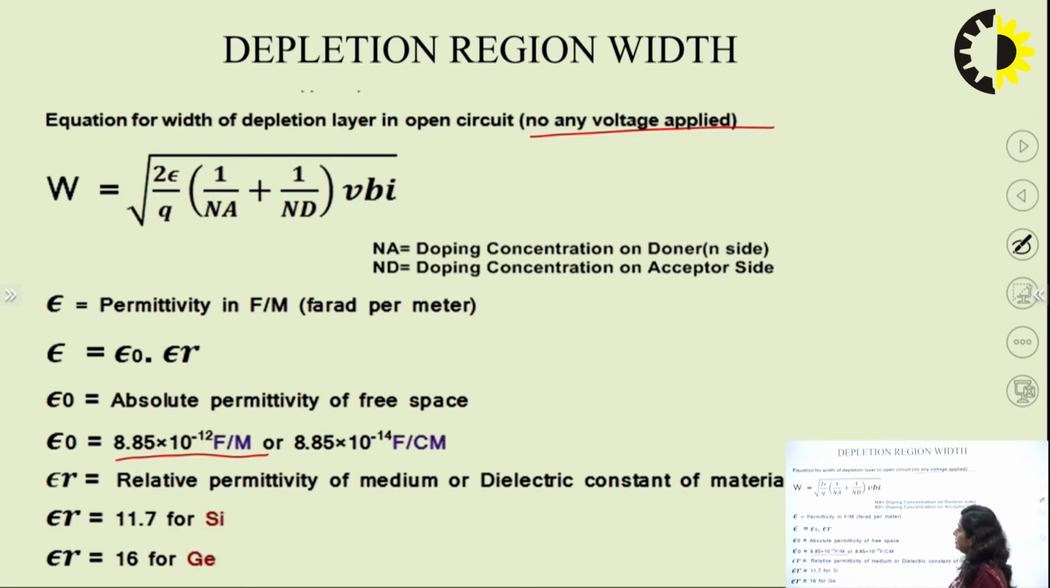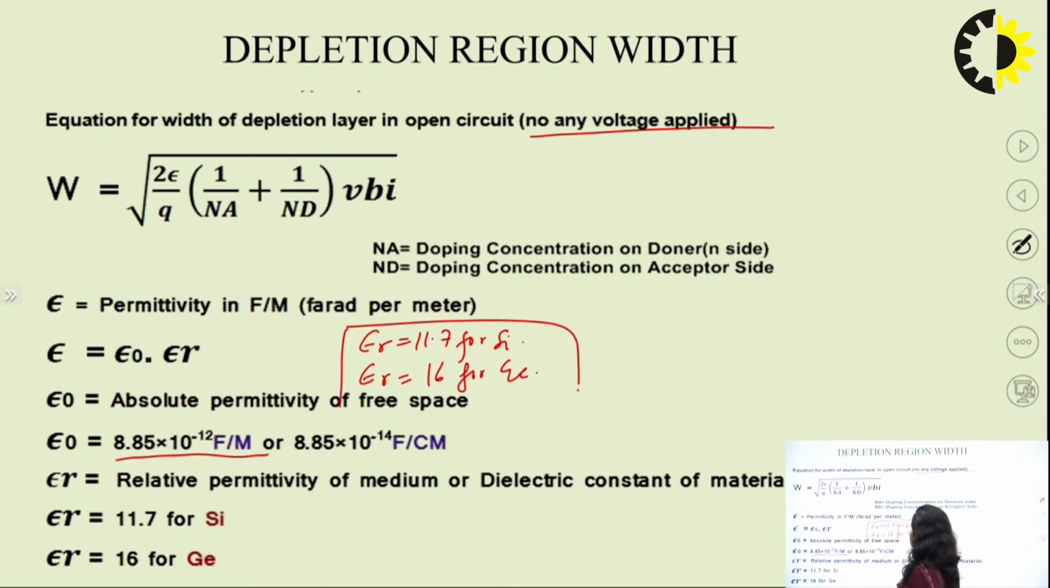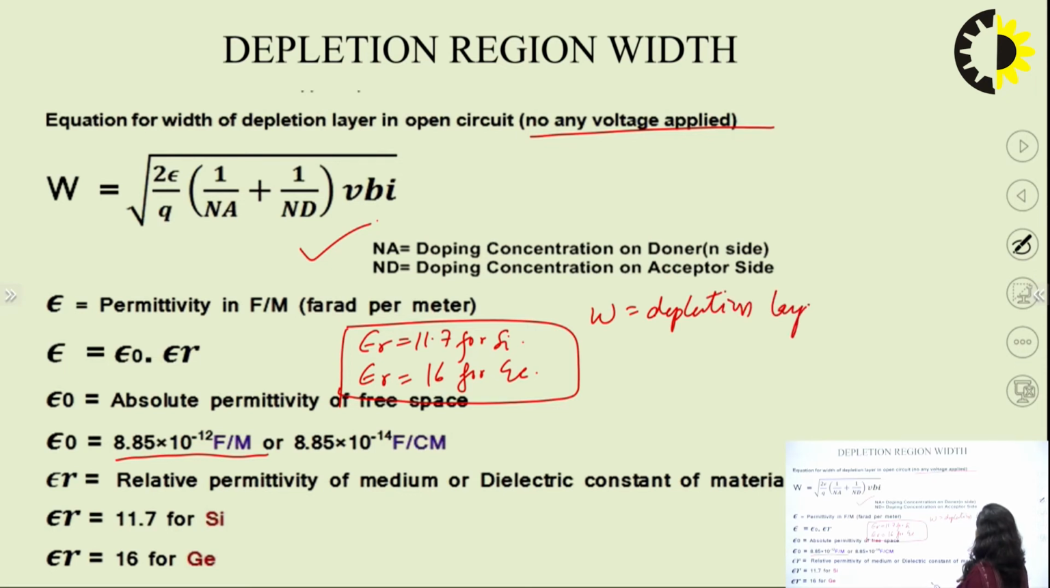constant of the material. So here we have epsilon R value is 11.7 for silicon. In general numericals we put this, and epsilon R value is 16 for germanium. So by having these values and with this equation you can find out the potential depletion layer width. So this is the depletion layer width. So all these equations will come, you can solve them in numerical problems. You have to put these equations.